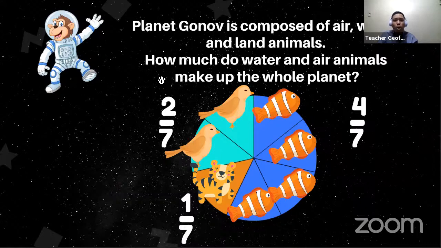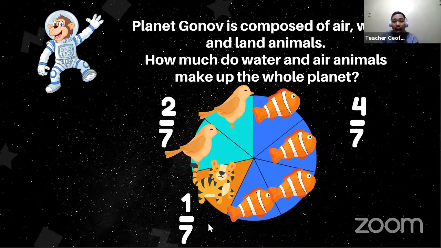Can anyone tell me? So hopefully our students and our space adventurers were able to learn today. We just need to what? Combine the air animals and the water animals. Can anyone tell me the final answer for this one? Anyone? So we just need to add 2/7 and 4/7. And I think Sharina here has the final answer. Do you have the final answer, Sharina? 6/7. That's right, Sharina.